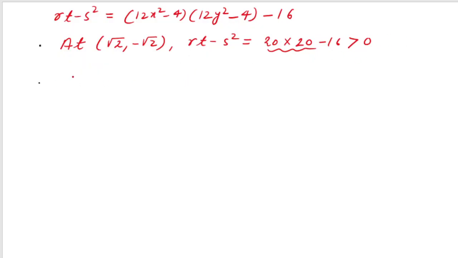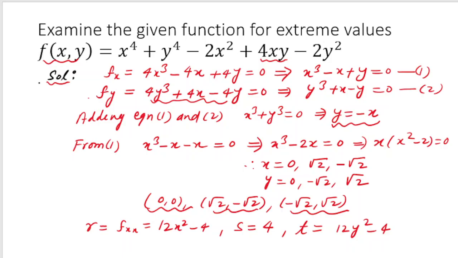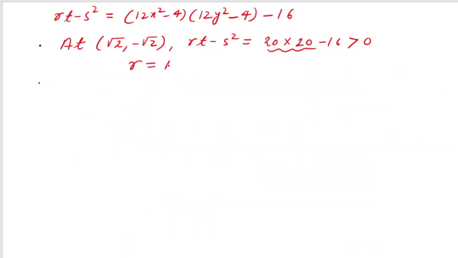So if rt minus s square is greater than 0, then we have to evaluate r. So what is r? R is 12x square minus 4. So 12x square, and x is under root 2, so 12 into 2 and minus 4. So 24 minus 4, that is equal to 20. So it is greater than 0. So rt minus s square is also greater than 0 and r is also greater than 0. So this is a point of a relative minimum.